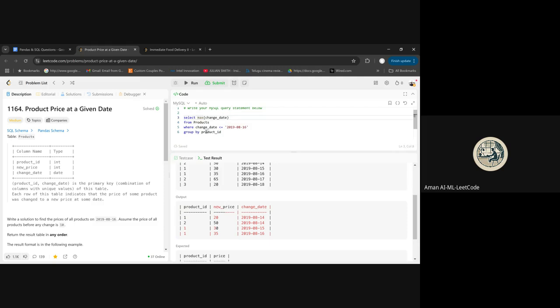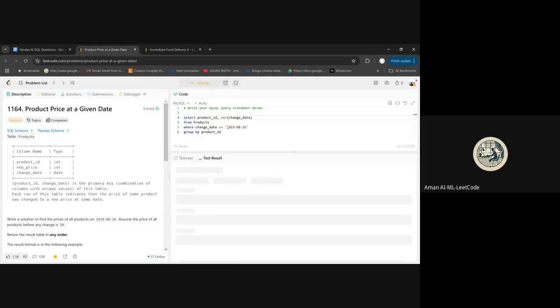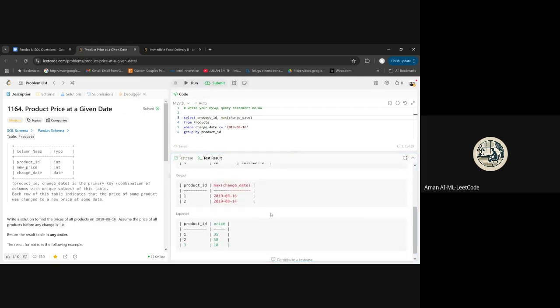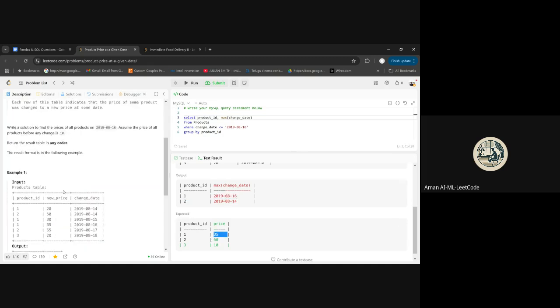All right. So for this product ID, what is the max of this date? So we got this. The price was changed on this date. So we got this date. Whatever the price was, this new price on here, that is going to be the price. 35 should be the answer for the first. For the second, it has to be 50. So 50 is coming out to be right.